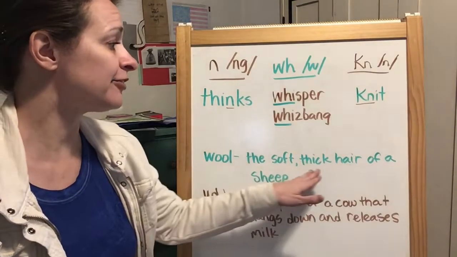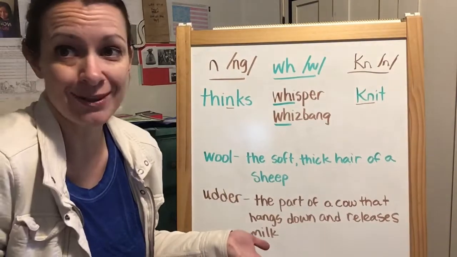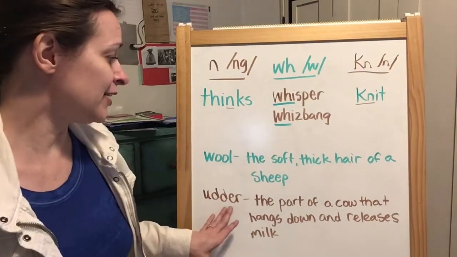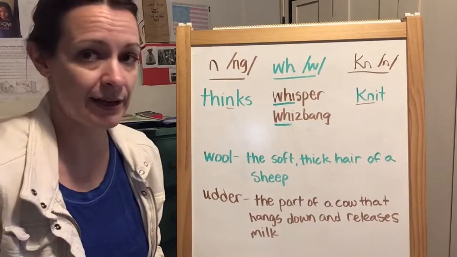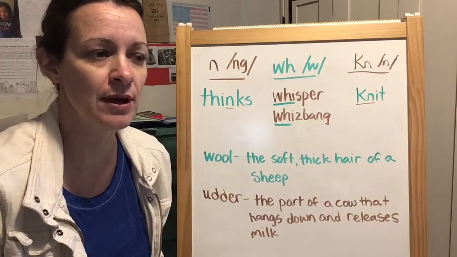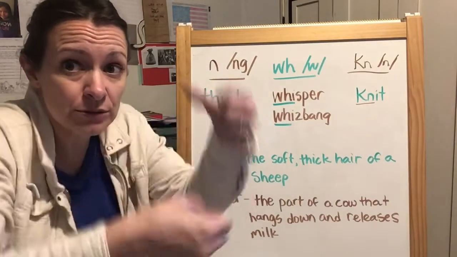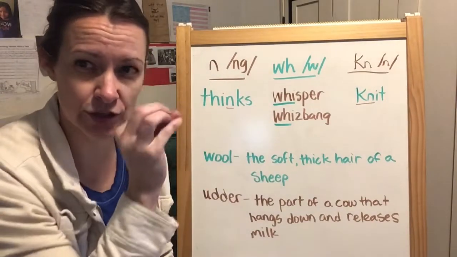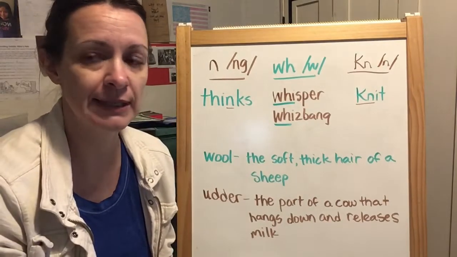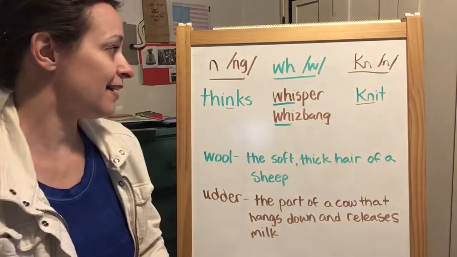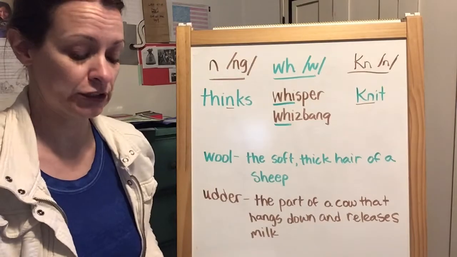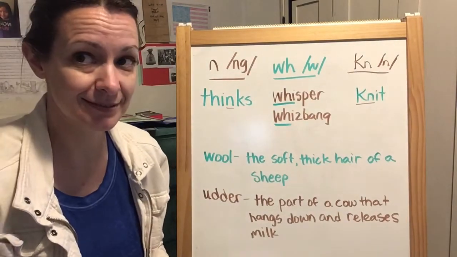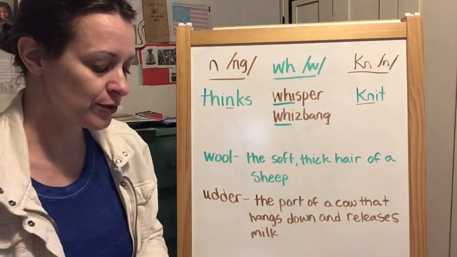We'll also have a few words you may or may not be familiar with, like wool. Wool is the soft, thick hair of a sheep. That's all wool is. And you'll also see the word udder. And an udder is the part of a cow that hangs down and releases milk. So if you milk a cow to get milk out, you pull on its udders. And that's what the baby cows suck on the udders too, to get milk out when they need to be fed by mama.